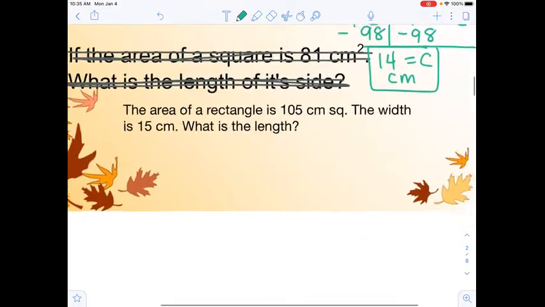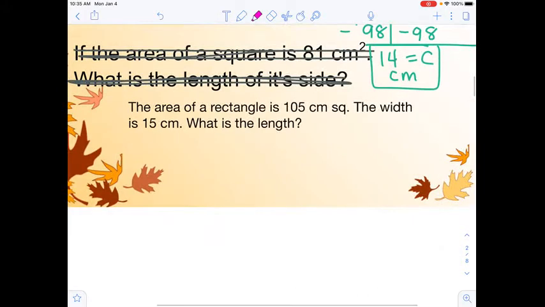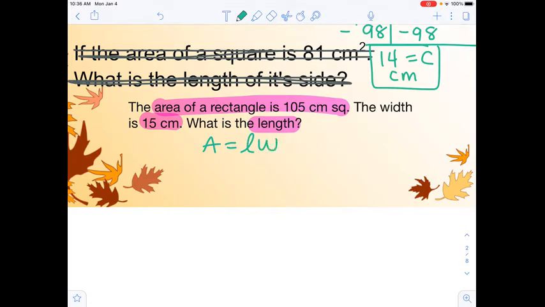The next problem says the area of a rectangle is 105 centimeters squared. The width is 15 centimeters. What is the length? So again, I'm going to start with the formula for area of a rectangle. I know area equals length times width. Then I can plug in 105 for the area. I don't know the length, but I do know the width. So I'm going to write this as 15 times L. I like to put that variable first. If you did L times 15, that's fine too.